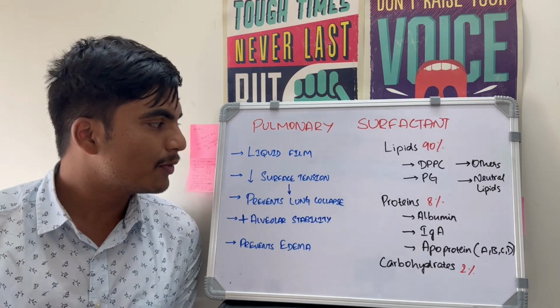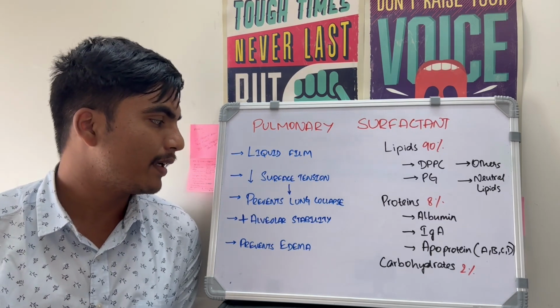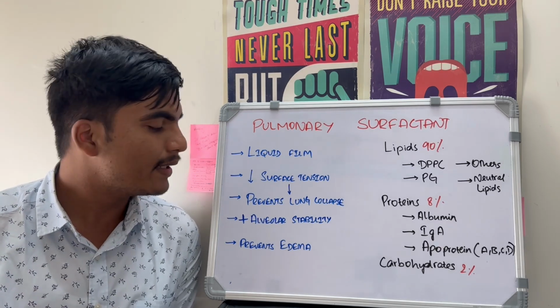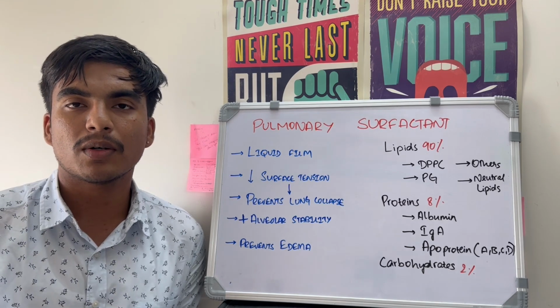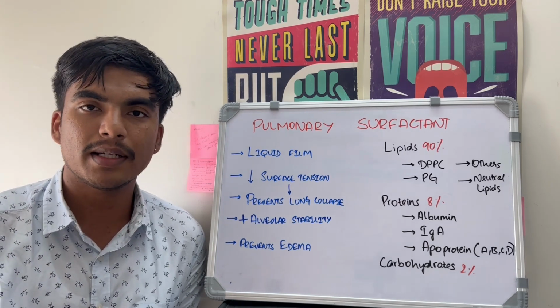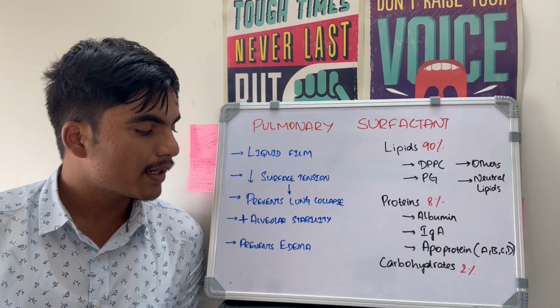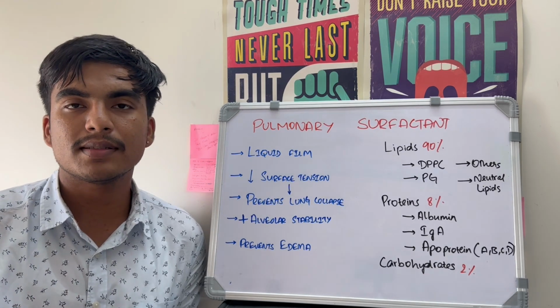Pulmonary surfactant is a liquid film covering the alveolar lining. It decreases the surface tension, thereby preventing the lung collapse. Gas-க்கும் liquid-க்கும் நடுவுல இருக்க surface tension குறைக்க தான் there is a substance called as pulmonary surfactant. Pulmonary surfactant also promotes the alveolar stability, right?